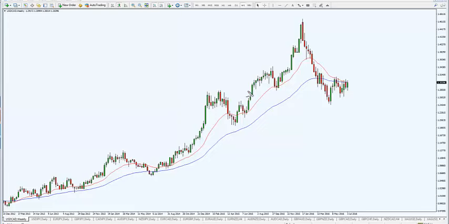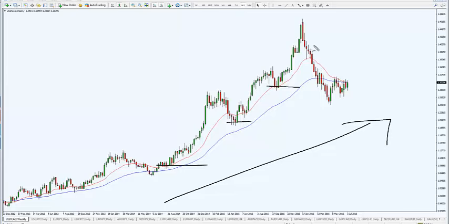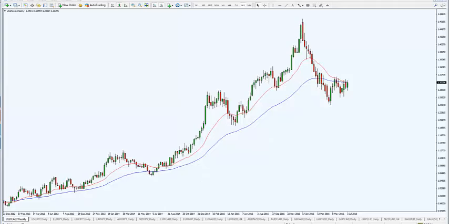Looking at the big picture, this is the dollar Canadian weekly time frame, and we can see that it is still in an uptrend in the grand scheme of things. We have higher lows, higher lows, higher lows, and I agree, recently we broke this previous low over here. But the reason why I'm still bullish is because of paying attention to the structure of the markets, the price action structure.